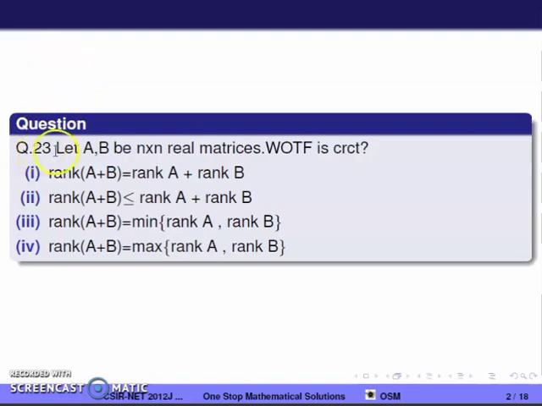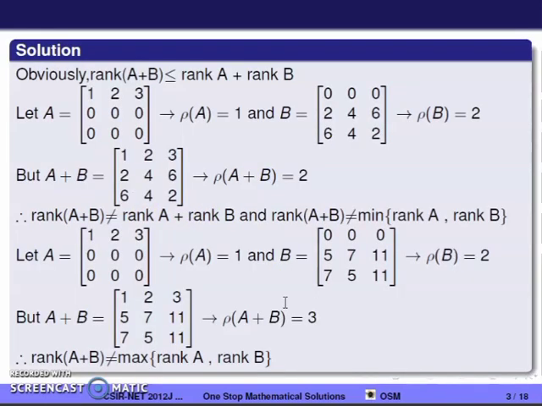First question, question 23. Let A and B be n cross n real matrices. Which of the following is true? So A, B are real matrices of order n. Then what can you say about the rank of A plus B? So let us look how to do this question now.